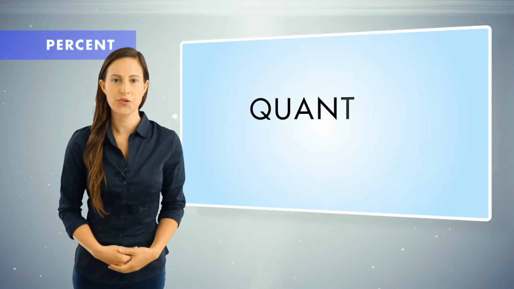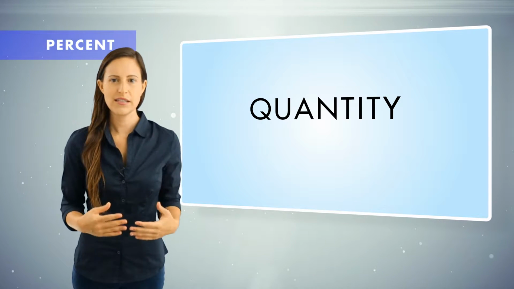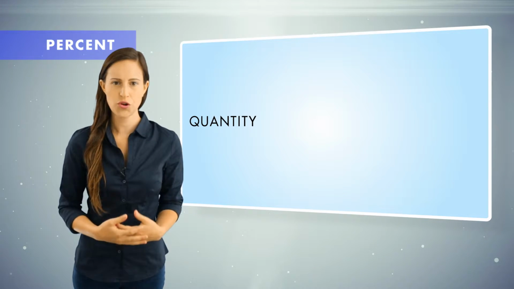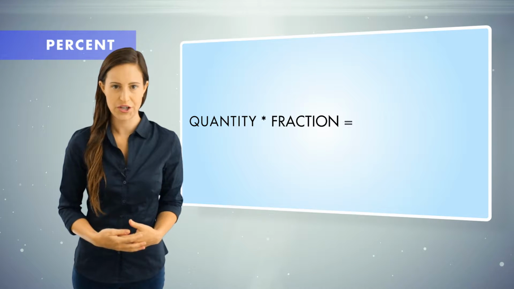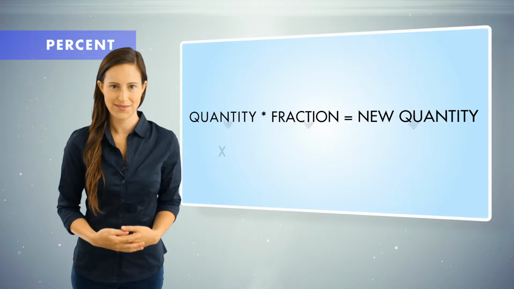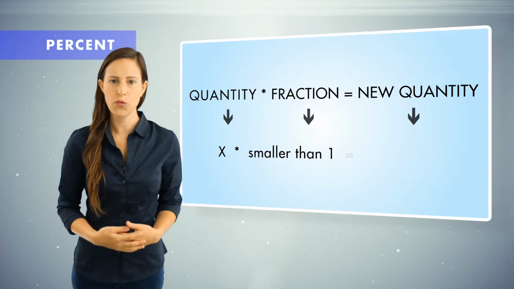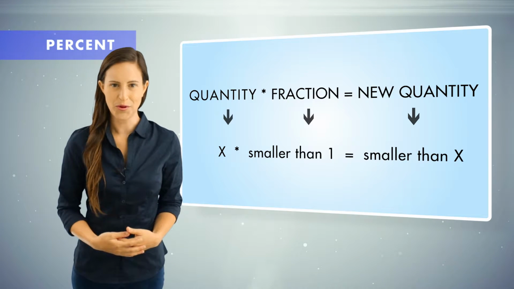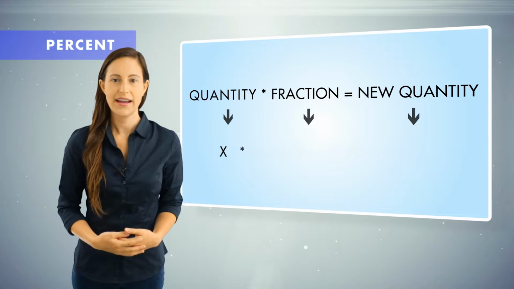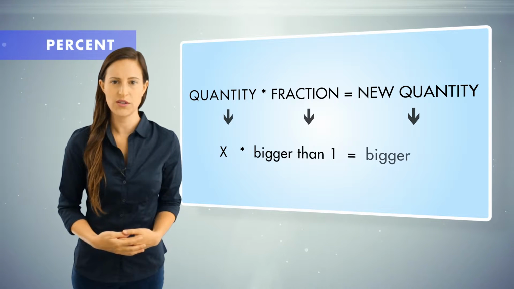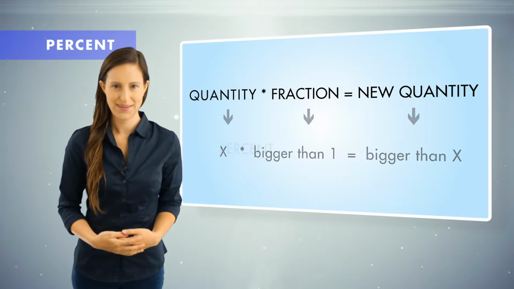We use percentages as a term to describe a certain relation quantity. The basic mathematical idea is that the initial quantity multiplied by a fraction equals a new quantity. If the fraction is smaller than 1, the new quantity will be smaller than the first. And if it's bigger than 1, the new quantity will be bigger than the first.